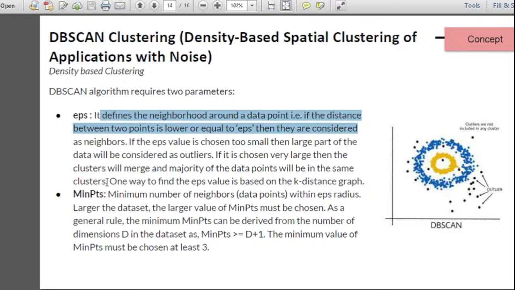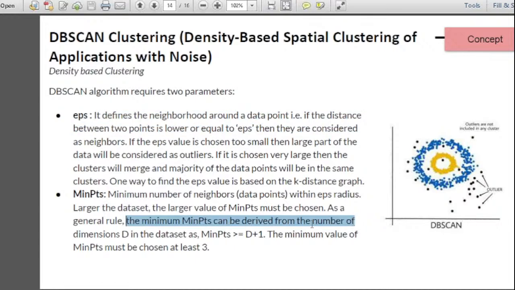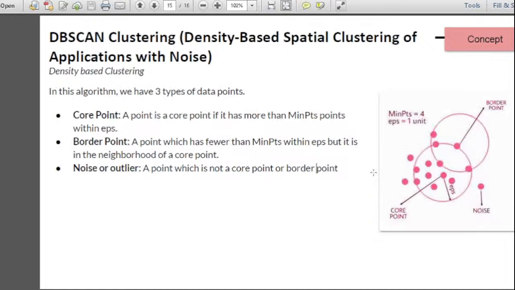As a general rule, min points can be derived from the number of dimensions in the data set. This is just a rule you can use: the number of dimensions plus one is the minimum points that is generally used, but need not be every time. The minimum value of min points must be chosen at least three.